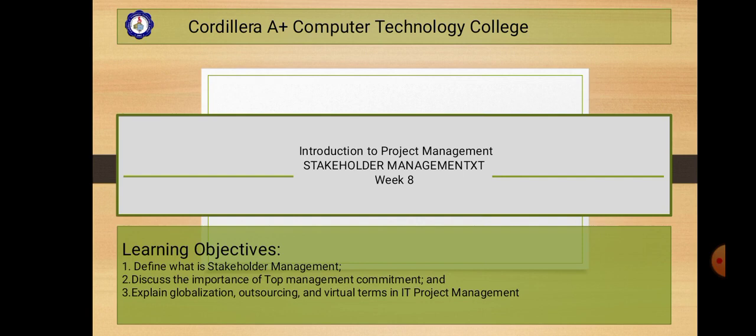Okay? And as I said, I am always giving plus extra points for those students who will submit the requirements 2 days before the deadline date. Okay, so I am giving bonus points sa mga student na maagang nagsasubmit ng kanilang mga requirements.